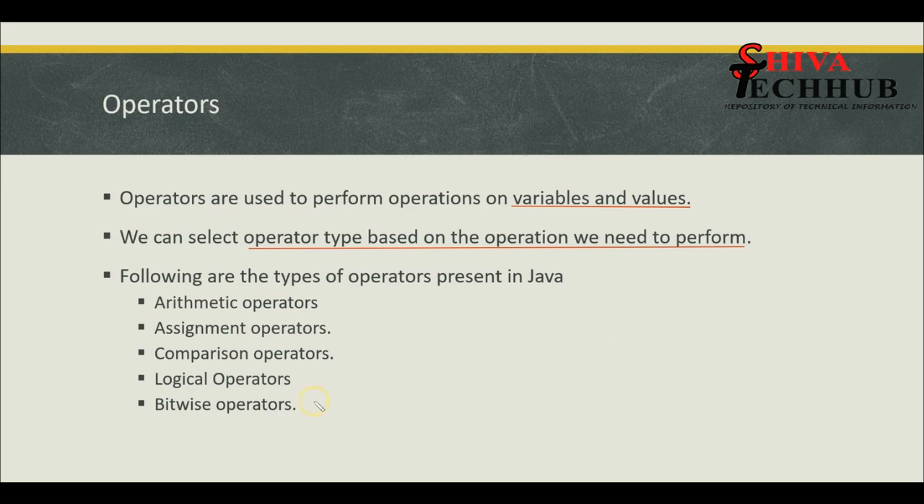Okay, so these are the various operators that are present in Java, various categories. So first category is arithmetic operators. Second category is assignment operator. Third category is comparison operator. Fourth category is logical operator. And the fifth category is bitwise operator. Okay, so these are the various operator types that are present in Java.